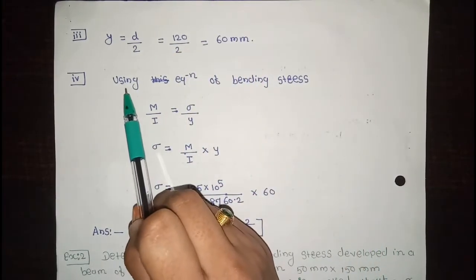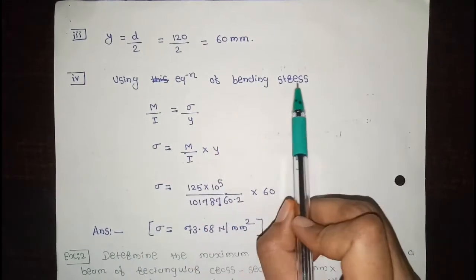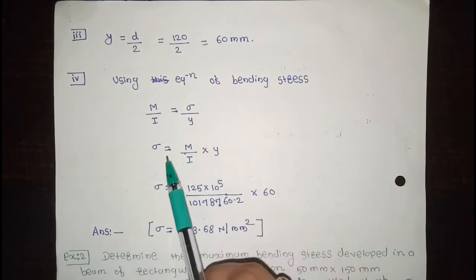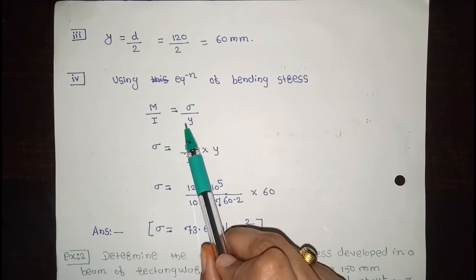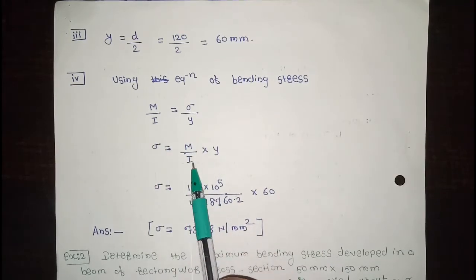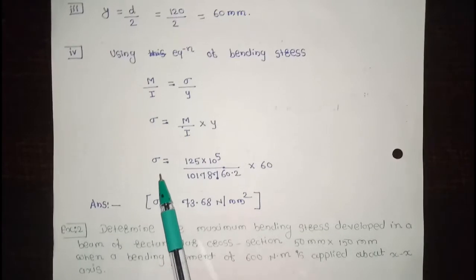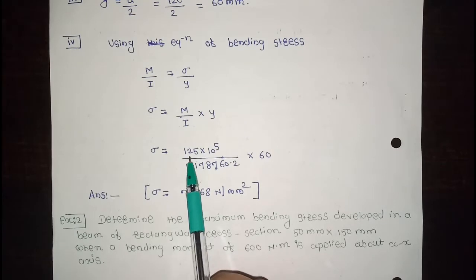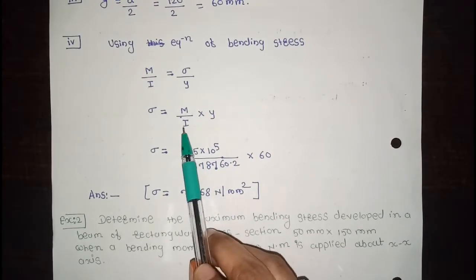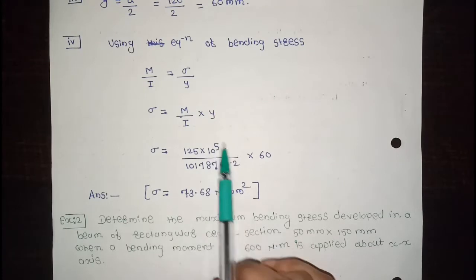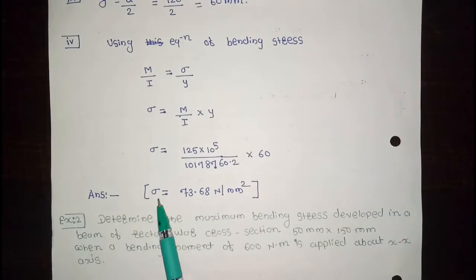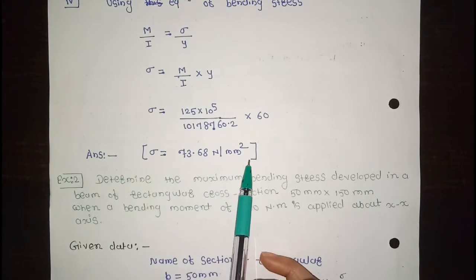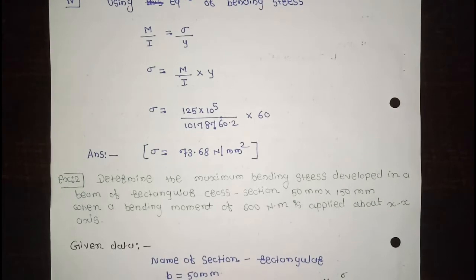Then using the equation of bending stress, M by I is equal to sigma by y, find sigma. Sigma is equal to M into y divided by I. So sigma is equal to, put the values. What is the value of M? 125 into 10 to the power 5 divided by I, this value, into y, 60. Then we get sigma is equal to 73.68 Newton per mm square. Okay.